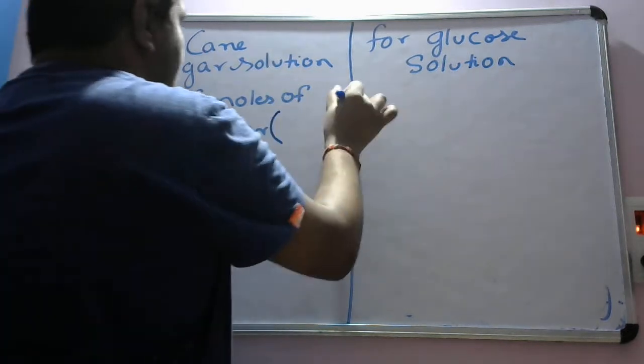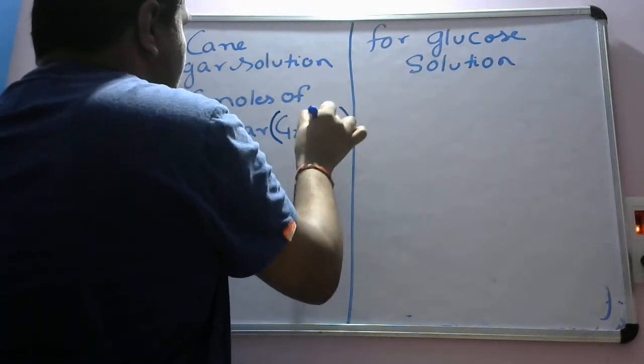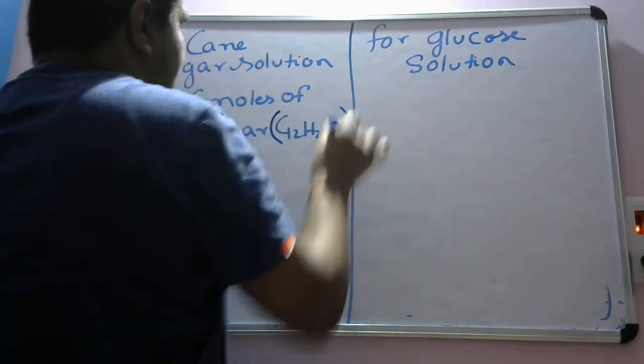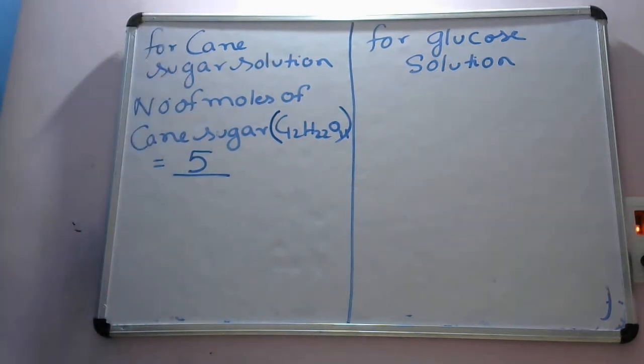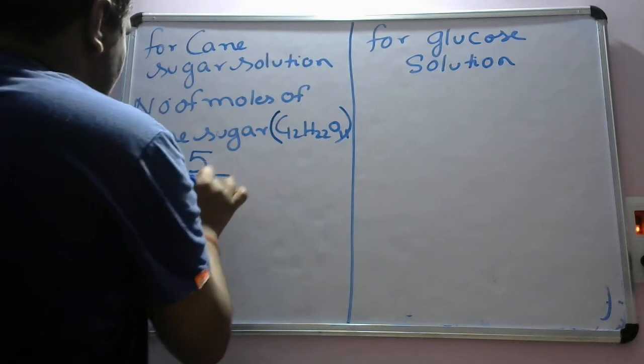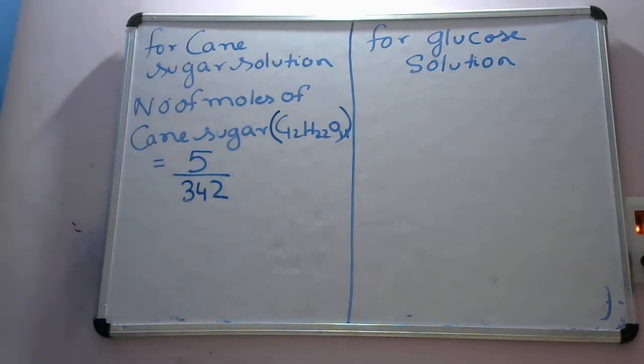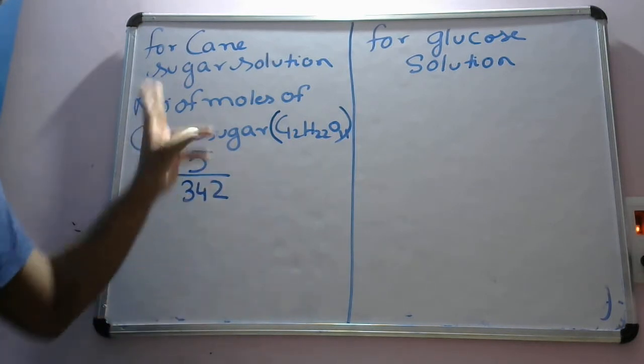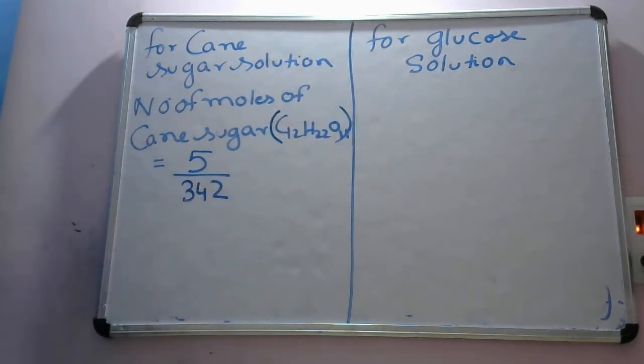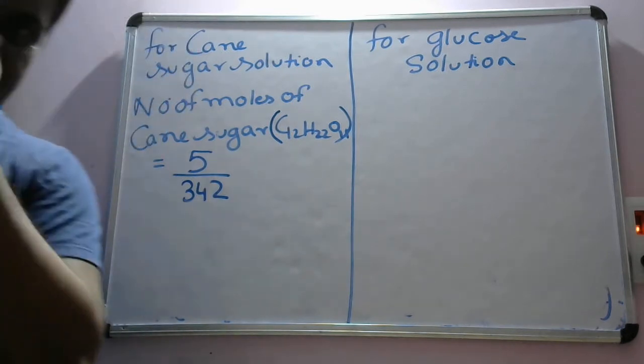The cane sugar formula is C12H22O11. If you calculate its molecular mass, or molar mass, you will get 342 grams per mole. So the given mass is 5 grams. That is the same for cane sugar as well as glucose. We just saw the calculation in the previous step.